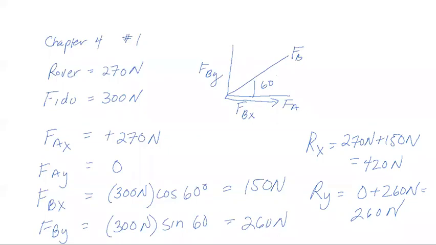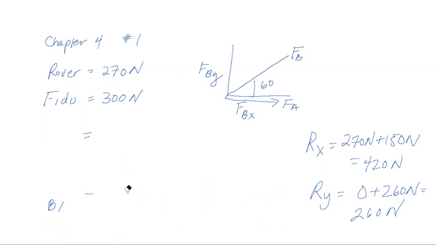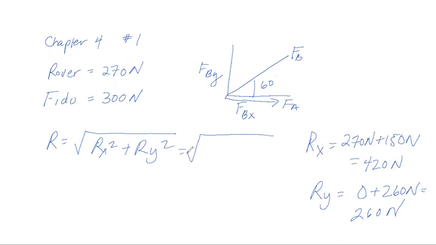Let me get some board space. Okay, so our resultant is going to equal the square root of r sub x squared plus r sub y squared. It's going to be the square root of 420 newtons, quantity squared, plus 260 newtons, quantity squared. And our resultant magnitude is going to be equal to 494 newtons. Oops, I forgot the 4.